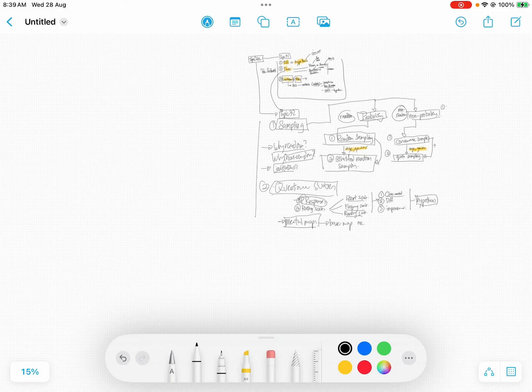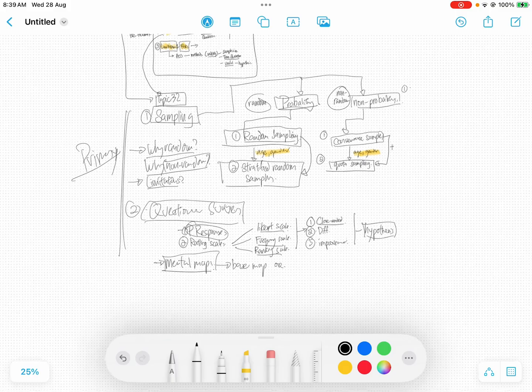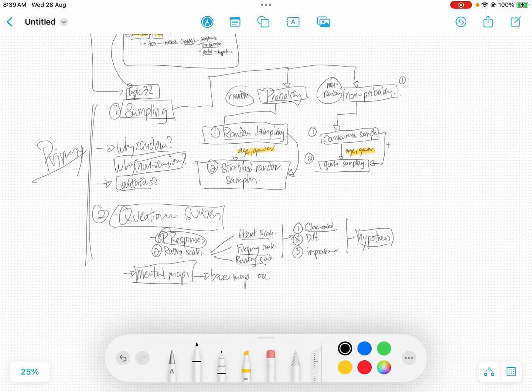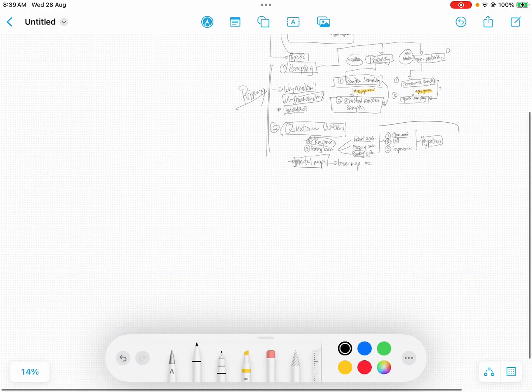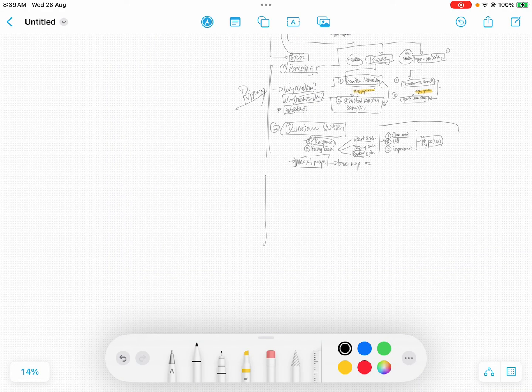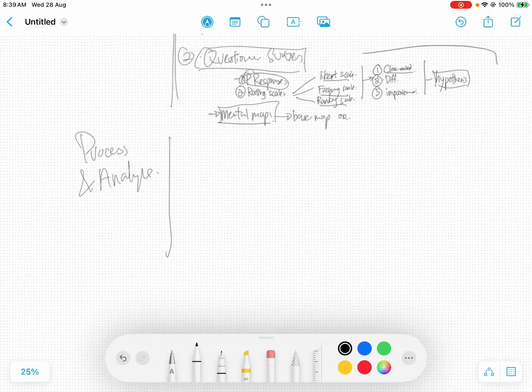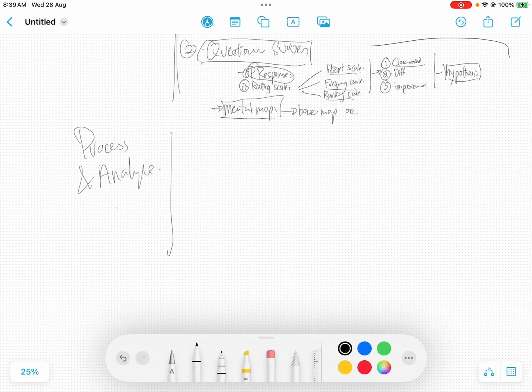So for topic 3.2, we'll just talk about the primary data. Remember, these are primary data, things that you collect, things that you actually went on to collect, right? And then next we go on to the, I will say, difficult part, which is the processing and analyzing of data, which is topic 3.3. All right, there are a few ways of doing that.